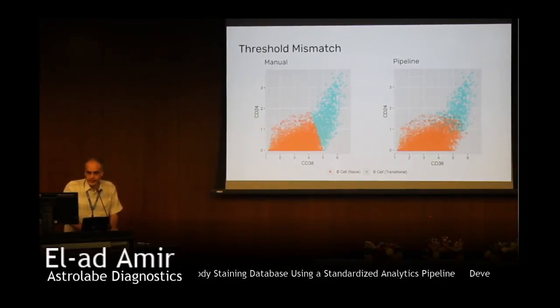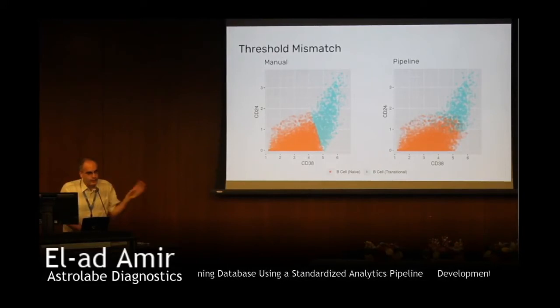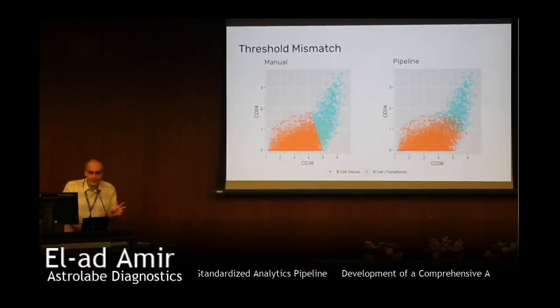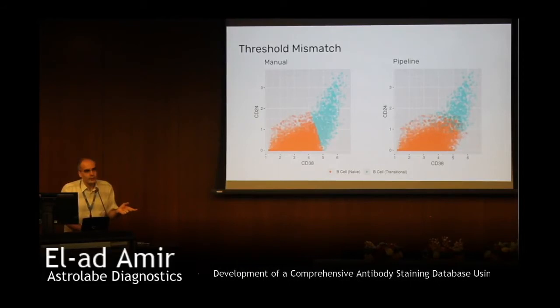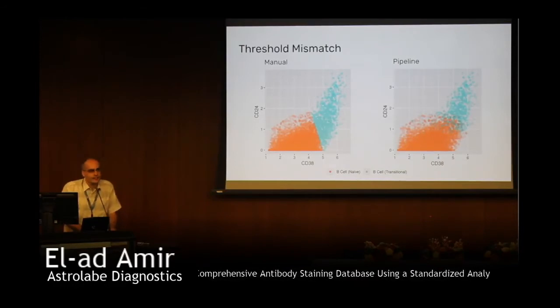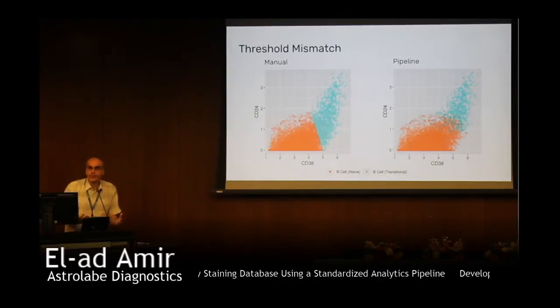And to the left is the manual gating, to the right is the platform. And we see that at the tip at the top right, where we have the definitely transitional B cells, there's an agreement there. But then there's a no man's land where the manual gating deemed these cells as transitional, while the platform deemed them as naive. And it's a bit of an open question how to classify these cells. And from our perspective, both answers are correct as long as you do them consistently across the entire data set.